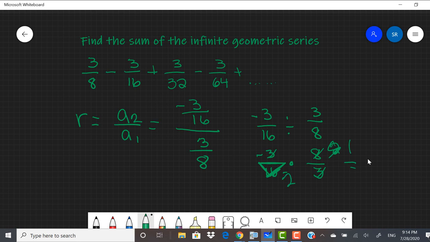So basically, when we multiply this, let me write it again up here: -3 over 16 times 8 over 3. The 3's cancel out. This becomes a 1, this becomes a 2, this becomes a 1, this becomes a 1. And we end up with -1/2. So my ratio is -1/2.